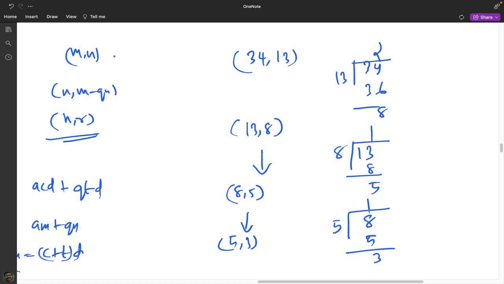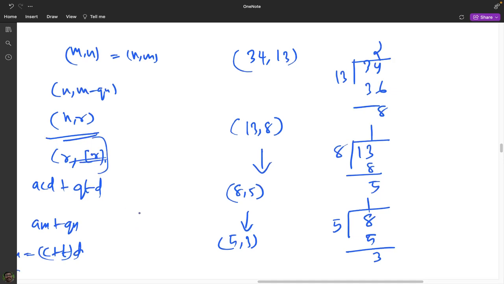So GCD of m and n is the same as GCD of n and m. If you switch it also, it's the same thing, it's symmetric. So GCD of m and n is the same as GCD of n comma m minus qn, or n comma r. So the next step, you will have GCD of r comma the remainder when n is divided by r. So you divide n by r and take the remainder, and then you can successively find it out.